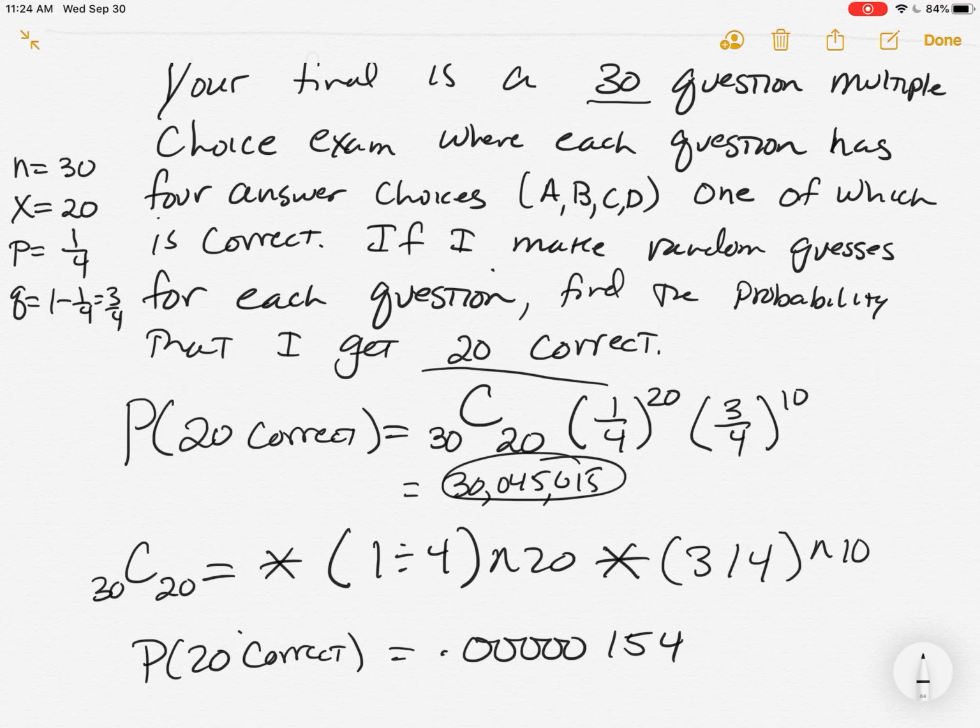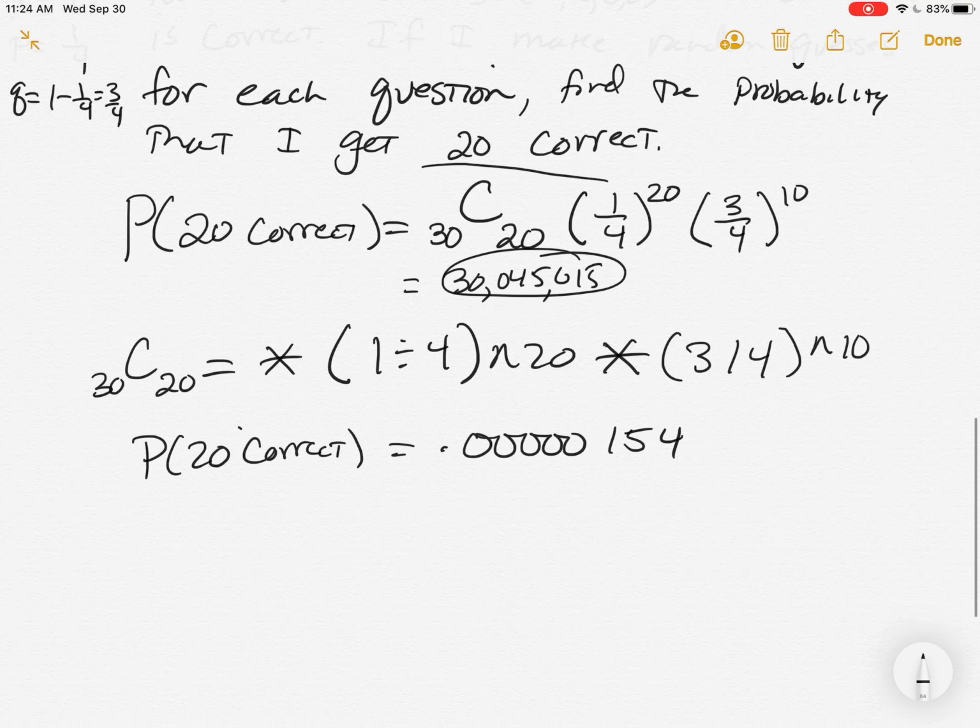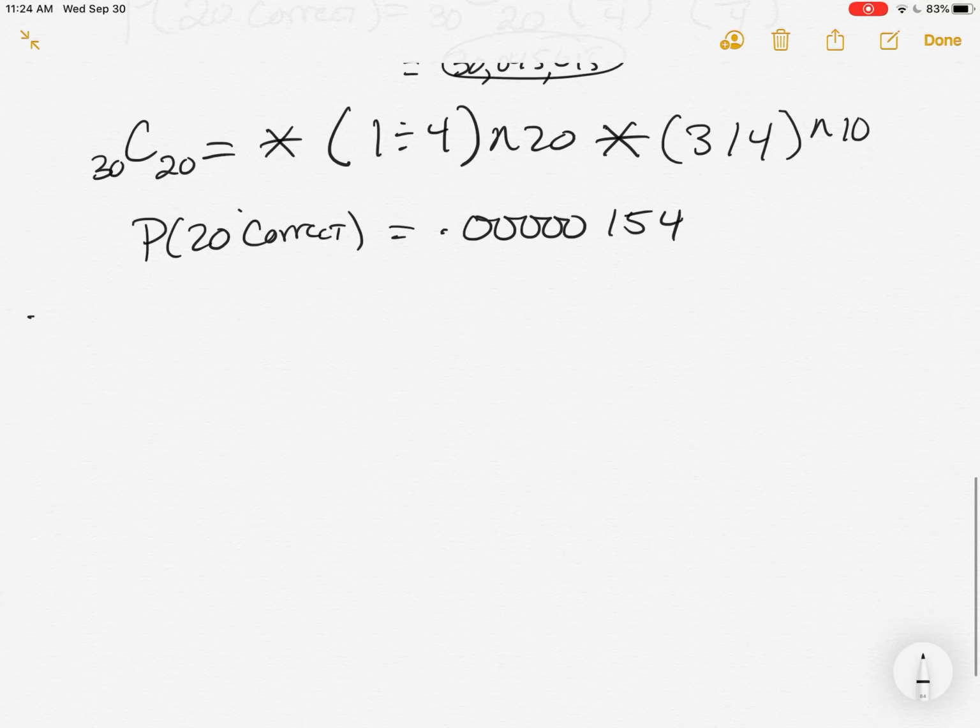And that's because you're expecting about a quarter of the answers to be right. 30 divided by 4 is 7.5. You're way away from that 7.5 number. It's very unlikely that you're going to be able to guess and get 20 correct answers out of 30. It's more likely that you're going to be around 7 or 8. Those probabilities will be higher. They're not going to be extremely high, but they're going to be way more likely to happen than this.